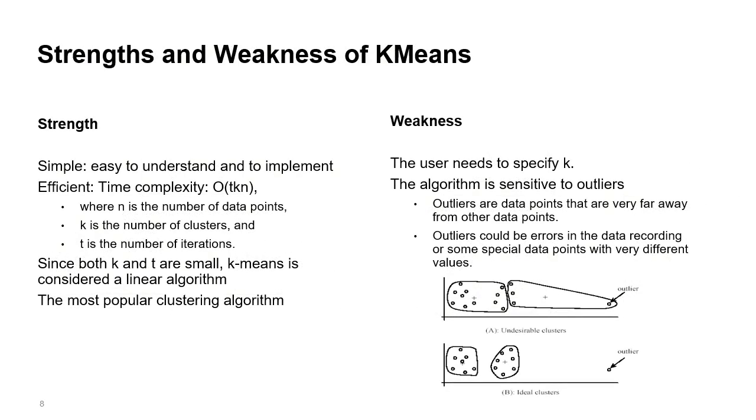K-means has its own strengths and weaknesses. For the strengths, it is easy to understand and implement. Its time complexity is not high, since both k and t are small for real applications. For the weaknesses, the user has to specify the k for the clustering based on experience. In addition, it is sensitive to outliers, where outliers are data points that are very far away from other data points, and they could be errors in the data recording or some special data points with very different values. The figure shows how the outlier affects clustering results.